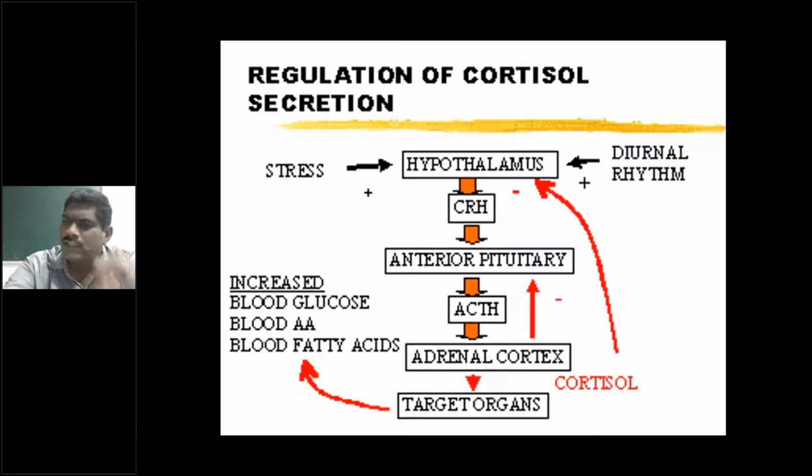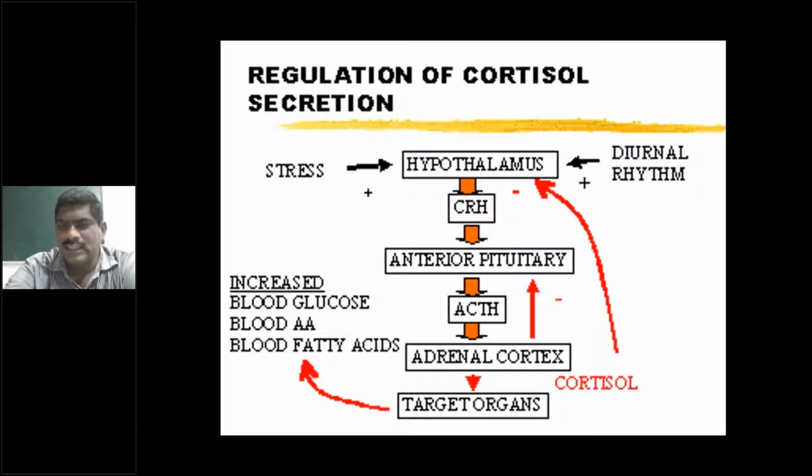As all of you are aware, the hypothalamus releases releasing hormones and inhibitory hormones. The hypothalamus releases corticotropin-releasing hormone. This acts on the adenohypophysis, otherwise known as the anterior pituitary. The anterior pituitary gland releases the adrenocorticotropic hormone, which then acts on the target organ, the adrenal cortex.